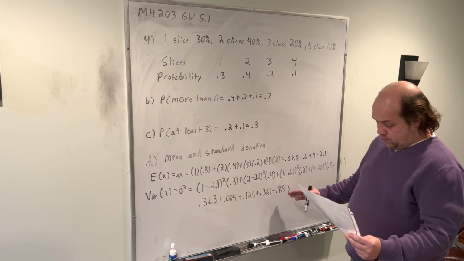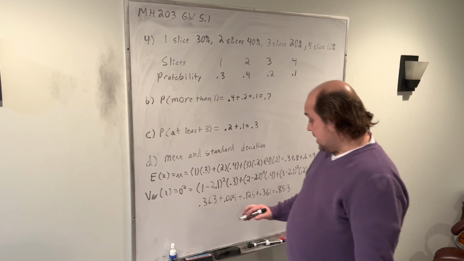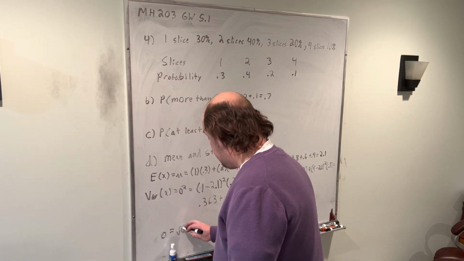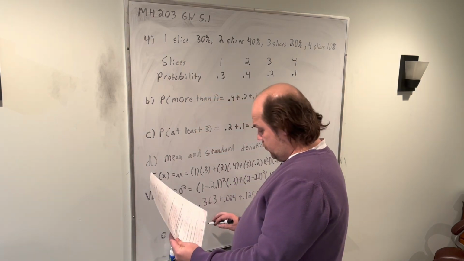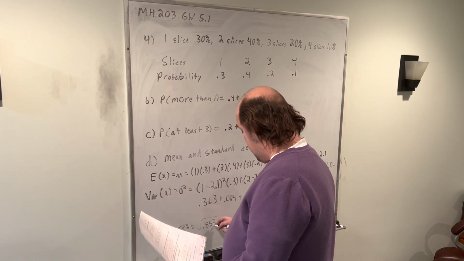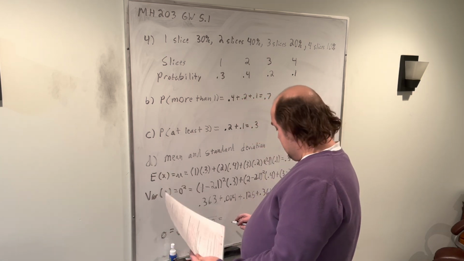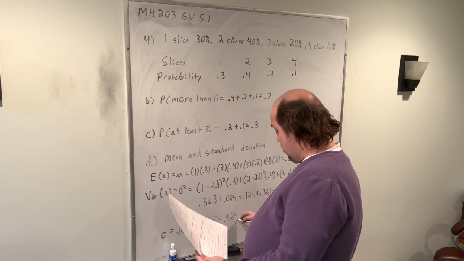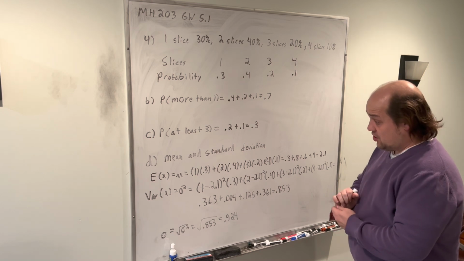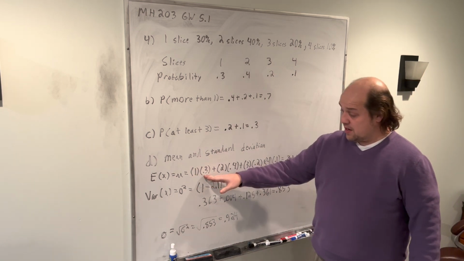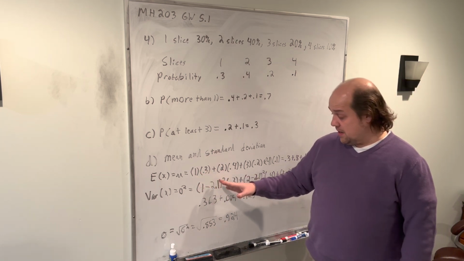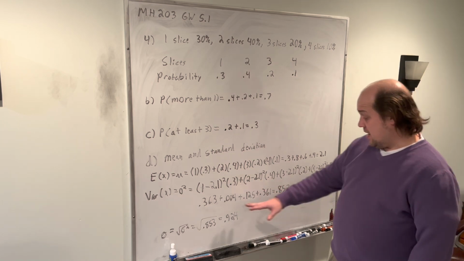Once I have that 0.853, then I can take the square root. So sigma equals the root of sigma squared. In this case, the root of 0.853 gives me 0.924. So basically, the calculation is for mean, x value times its probability, add them all together. For variance, x value minus the mean, quantity squared, times probability, and I add it all up.